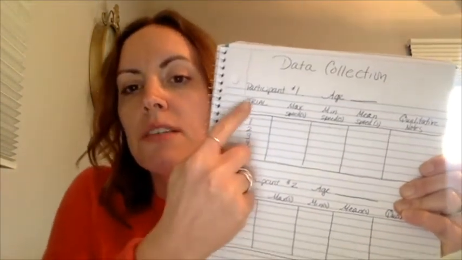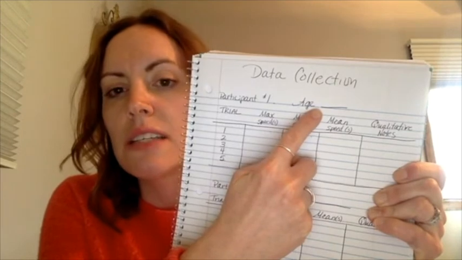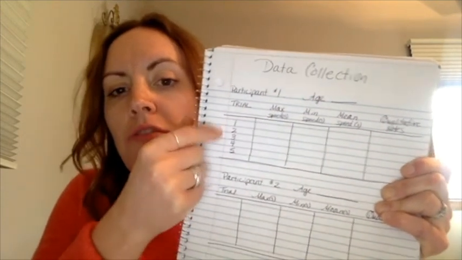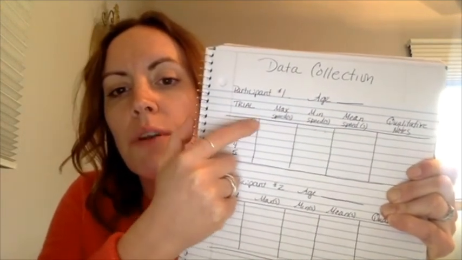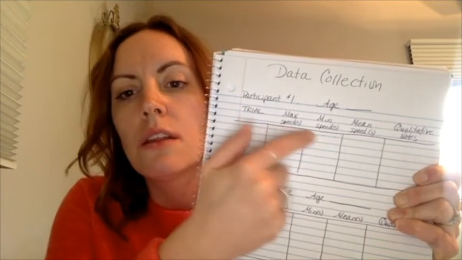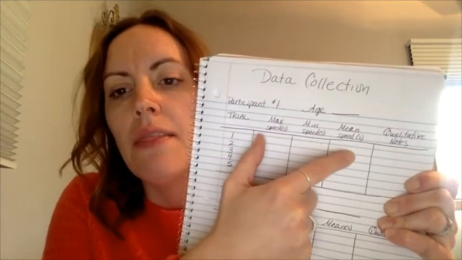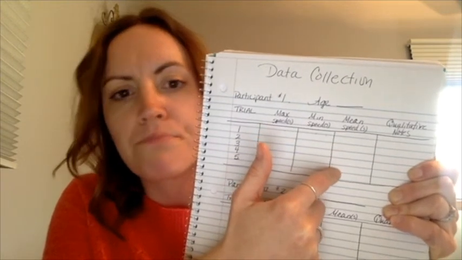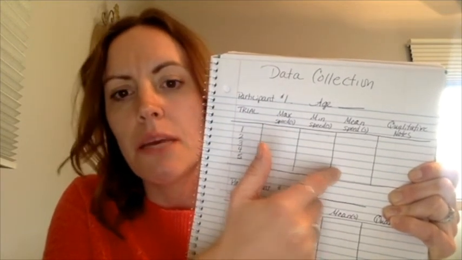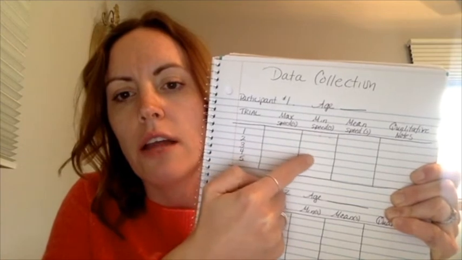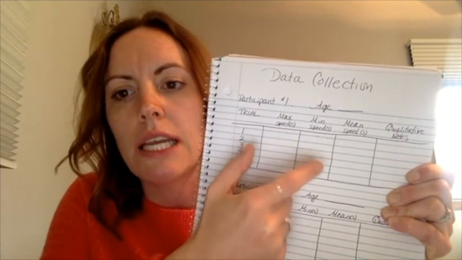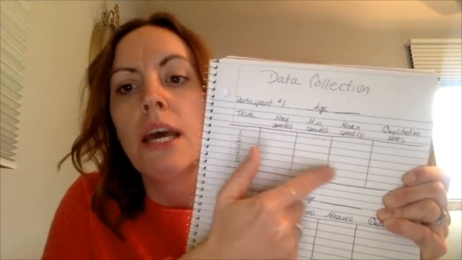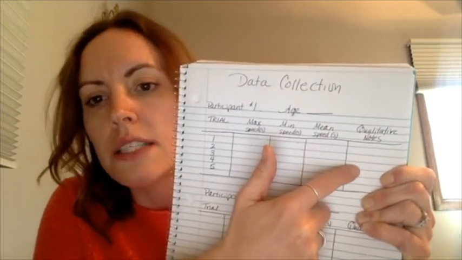I have participant 1, their age, because that's the variable I'm testing. I'm doing 5 trials for each participant. I'm going to record the max speed, the minimum speed, and the mean speed. Now this is given for each trial that they do. I don't have to calculate it, but I might want to go through for each trial and identify in that table of data on the left, which is the max and min. I also have a space here for qualitative notes.